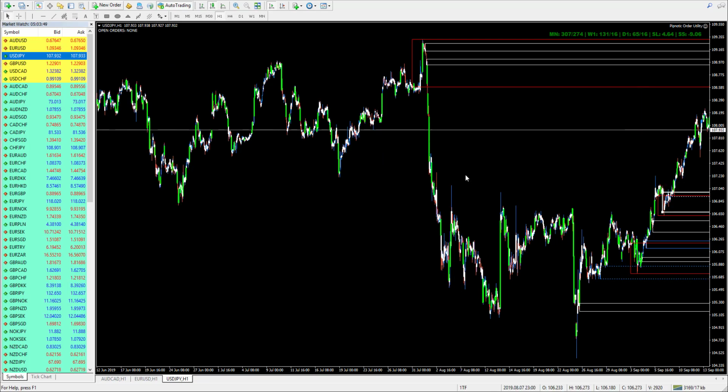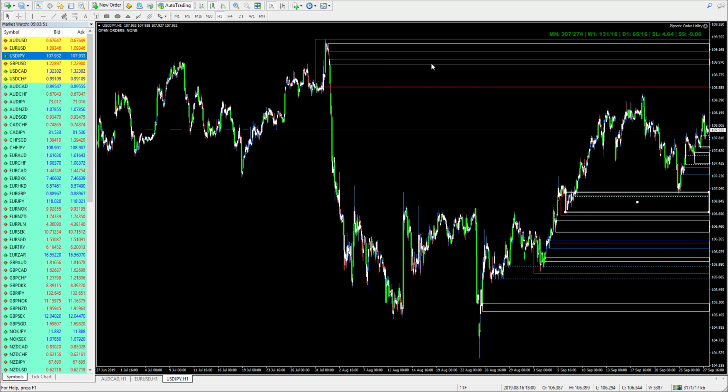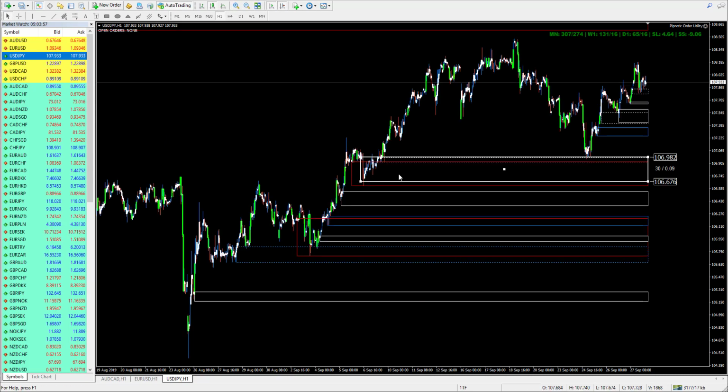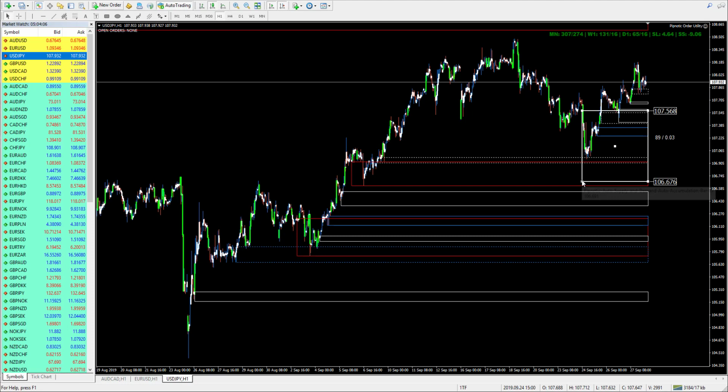This is tested, so what's this looking like now? Well, this is still being tested. It's tested once. So this is still in play. Not a beautiful area, but that's what we have there. What else do we have? Well, we have something here. This is a micro area.